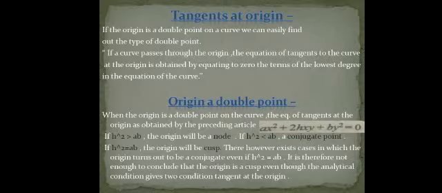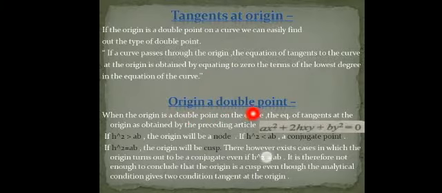Now, tangents at the origin. If the origin is a double point on the curve, we can easily find out the type of double point. Previously, we studied that there are three types of double points: cusp, node, and conjugate point. If a curve passes through the origin, the equation of the tangent to the curve at the origin is obtained by equating to zero the terms of the lowest degree in the equation of the curve. This means that we can find the equation of the tangent by putting the lowest degree terms in the equation of the curve equal to 0.